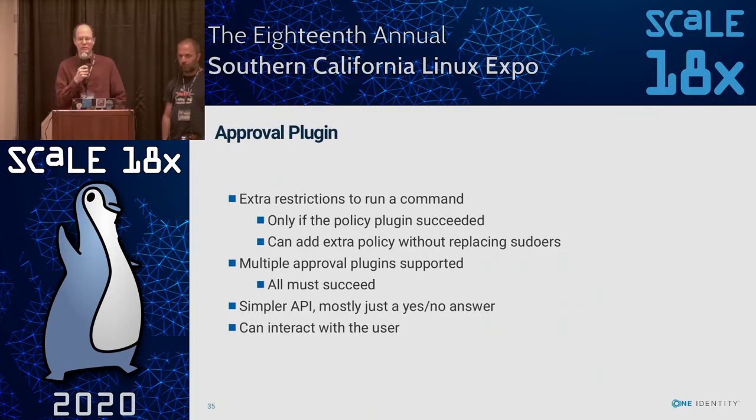So now the approval plugin, what we found, or I found, I guess, is that people really, even though they could replace the policy plugin, they could replace Sudoers with something else, they didn't really want to do that. People just wanted the ability to add some extra restrictions on there, some extra constraints. And so that's where the approval plugin comes from. And it's only called if the policy plugin succeeds. So we can add some extra policy without actually replacing Sudoers.